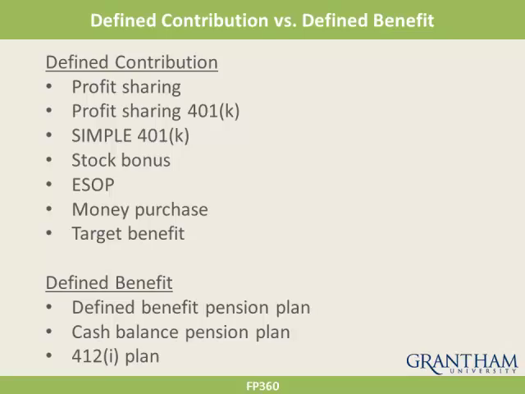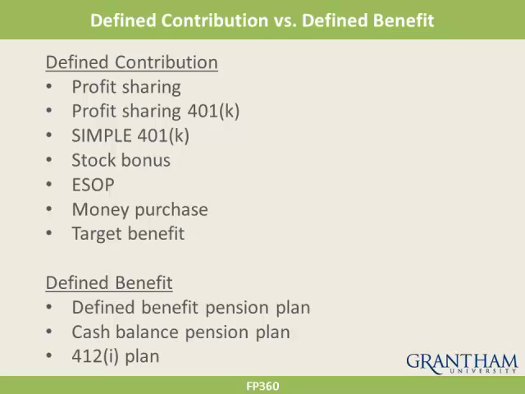An ESOP is a type of stock bonus plan which is a subset of the profit sharing plan. An employee stock ownership plan works the same way, only there is a trust involved, and the trust has the ability, if the plan document allows for it, to borrow money from a bank or brokerage firm to leverage the purchase of the stock that goes into the plan.